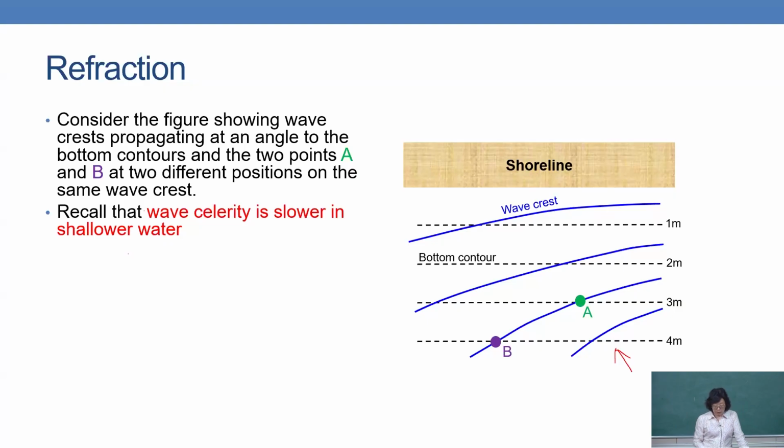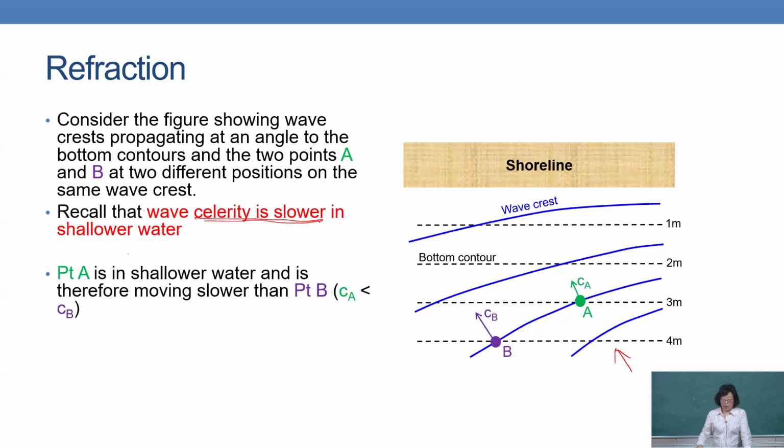the wave celerity is slower in shallow water, and therefore A is moving slower than the B point. So B will be moving faster compared to the A point. So the wave direction will be changed. Eventually, the crest will be more parallel to the bottom contour. So that direction will be changing. So that will be the refraction.